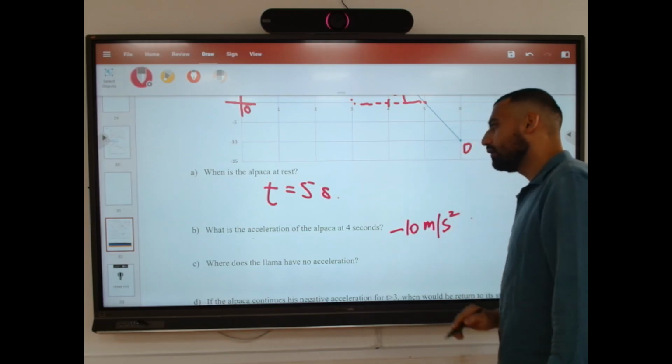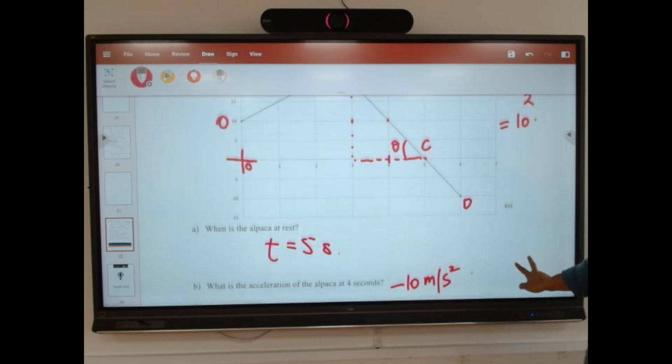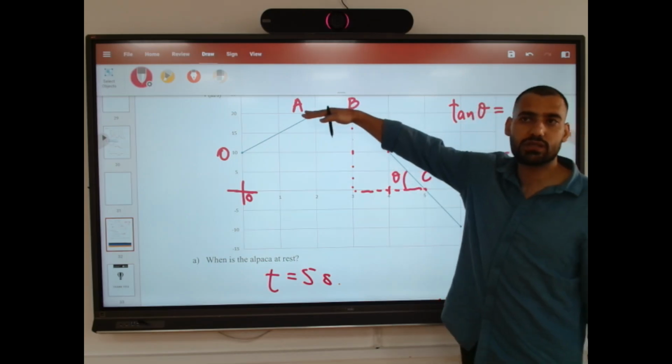Is that clear? Yes. Now the question is, where does the llama have no acceleration? A to B. Exactly, A to B, because the slope is 0. Good.